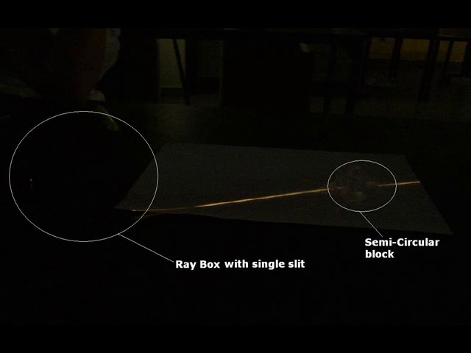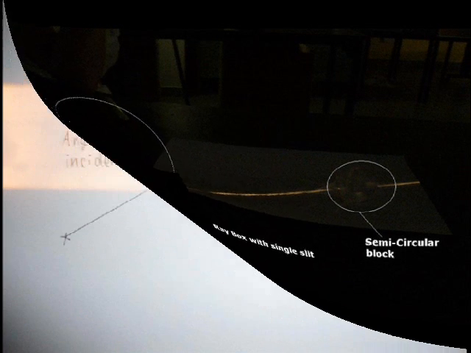The semicircular block should be placed right on top of its trace. Point the ray of light from the ray box onto the normal at the refractive boundary at all times. The choice of change in angle is yours. Most important is that your ray of light doesn't stray from the normal at the refractive boundary.